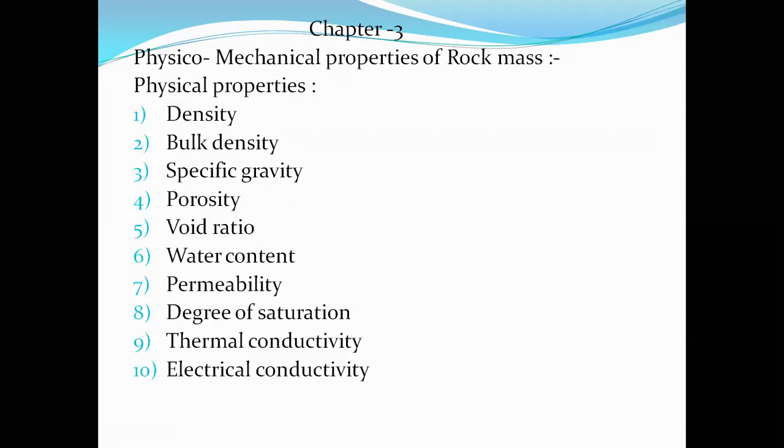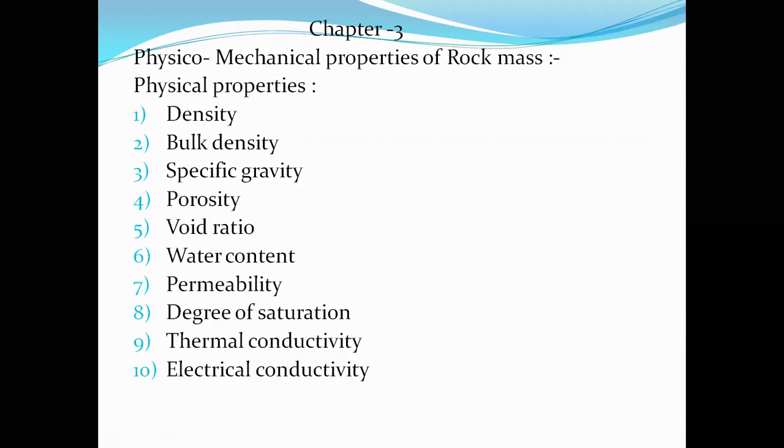Mechanical properties are those properties of rock mass which can be determined in the laboratory, which requires some kind of testing to analyze its behavior. For example, compressive strength and tensile strength. By seeing the rock mass itself, we cannot predict how much load it is going to bear, or what its strength would be. We cannot do that unless we test them in the laboratory.